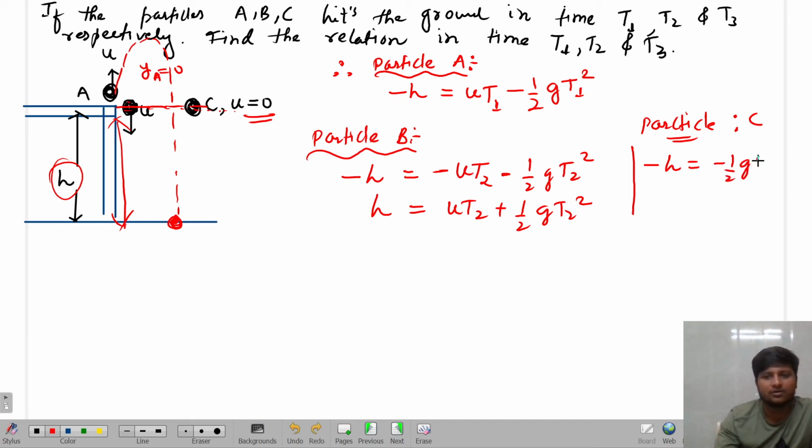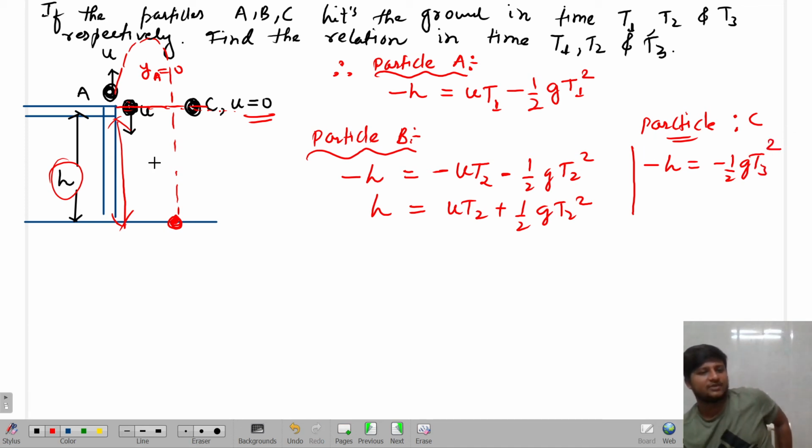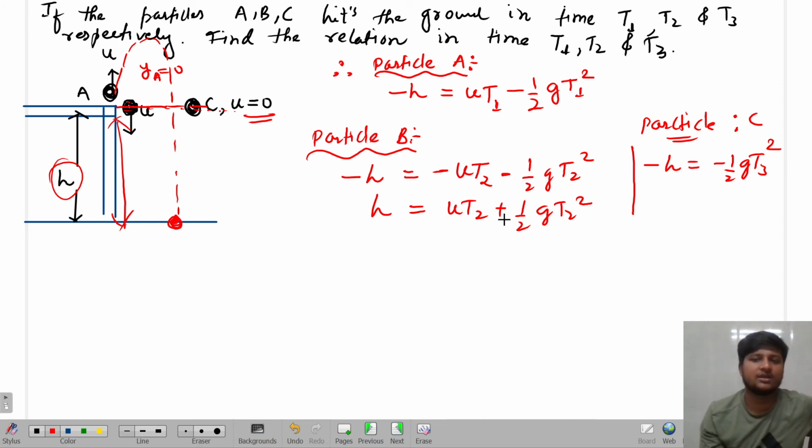Got it or not? Yes or no? So you got the relation for all of them. All of them have similar displacement, that is equal to h. That's why you can create one relation between time t1, t2, and t3. Now look over here. Here minus minus got cancelled, and you can form the equation.